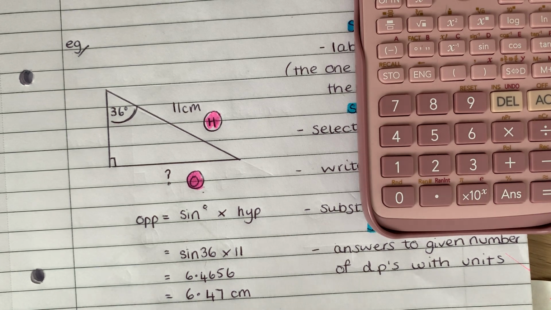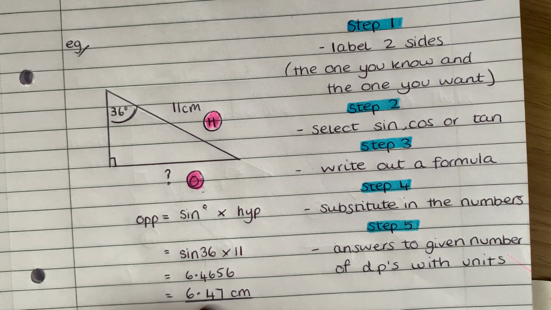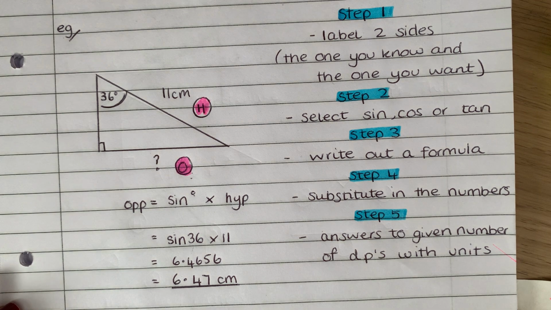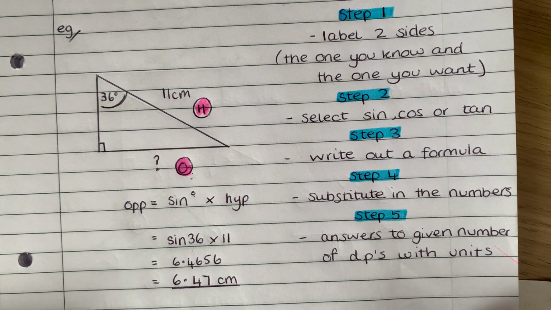So we've done our first bit of trig there by following the 5 steps. So do make sure that you've got those 5 steps written out. You don't need to write them out again after that. You hopefully can just keep referring to it.